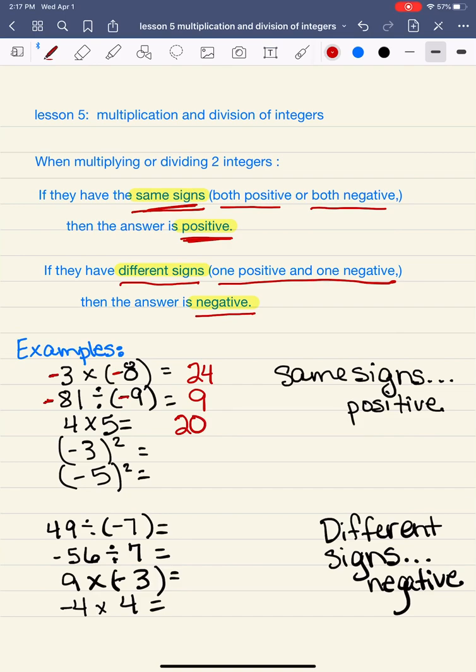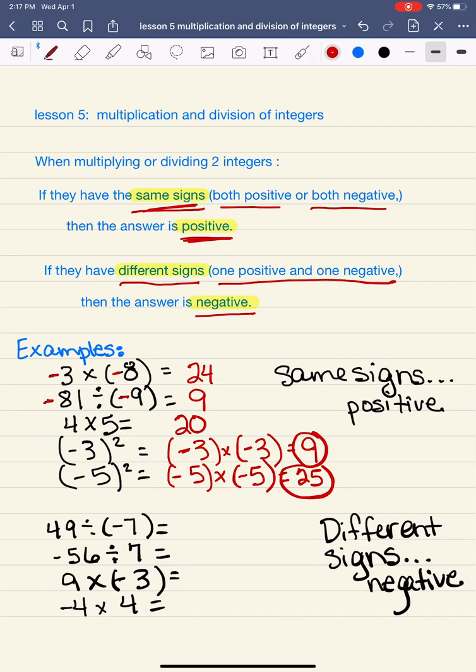The next one shows exponents. So a quick little review on that. The exponent of 2 means we're multiplying two of them. So -3 times -3. The signs are the same. They're both negative, so that will be positive 9. The next one, -5 squared, would mean -5 times -5. The signs are the same, so positive 25. So all of these examples were when they had the same signs and their answers were positive.